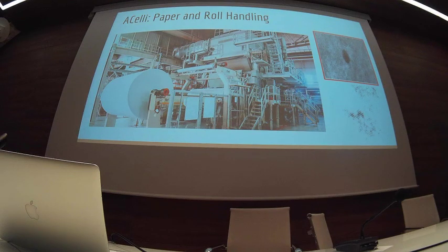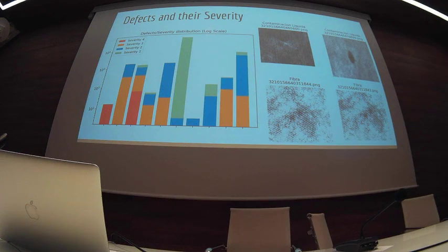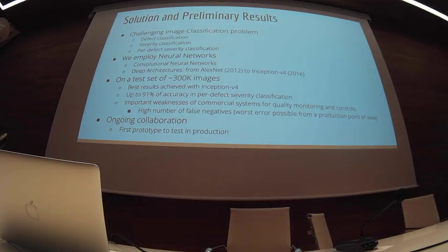And clearly, defects also differ in severity. This is a severe defect, while this, for example, is a problem of density. As you see, the density is distributed differently in the paper, and it is less severe. There are tens of possible defects in the paper, each one with a specific distribution of severity. So the task is to classify defects and classify the severity of each defect. This becomes a challenging image classification problem: a defect classification and also a severity classification that leads to a per-defect severity classification.